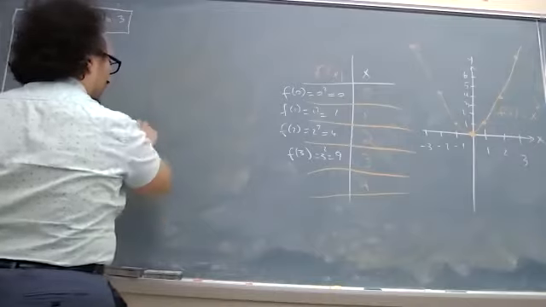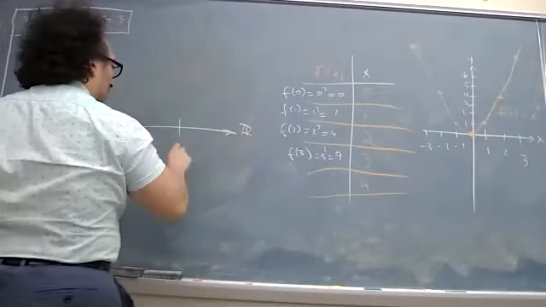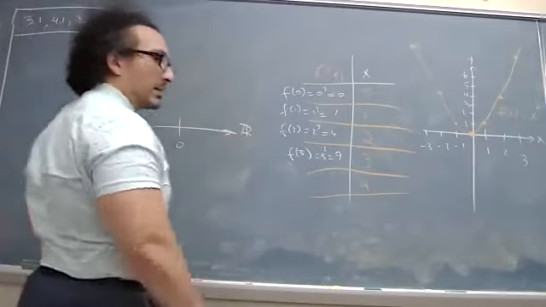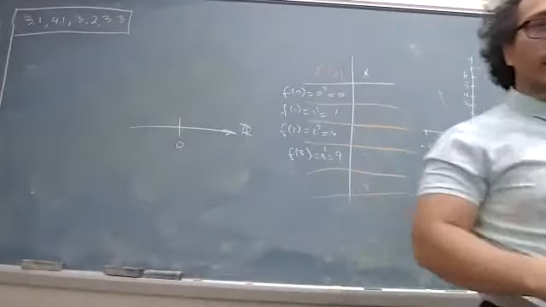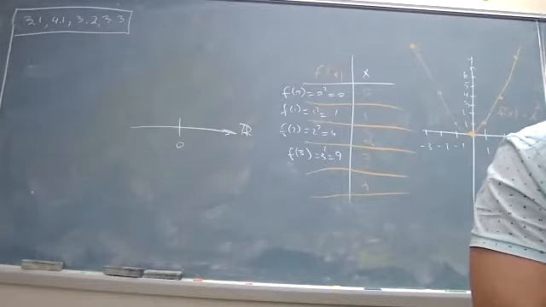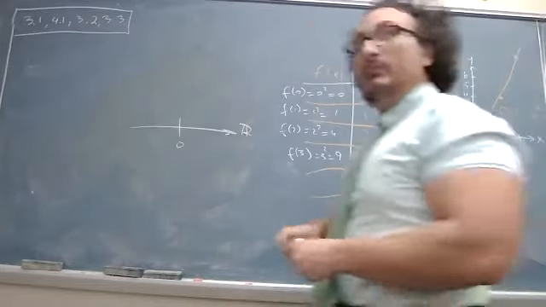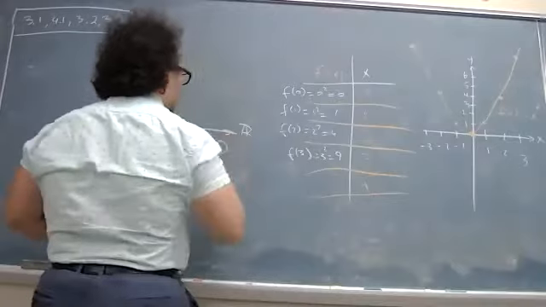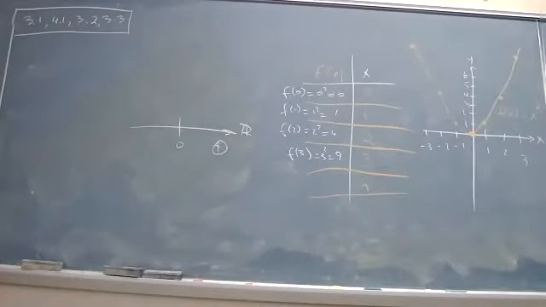Notice that on the real line, guys, anything to the right of zero is a what kind of number? Positive. Anything to the left of zero is a what kind of number?